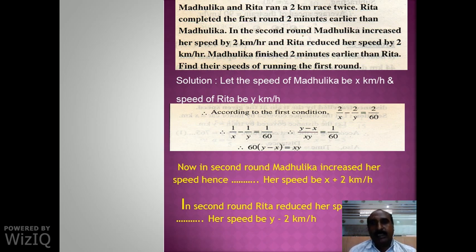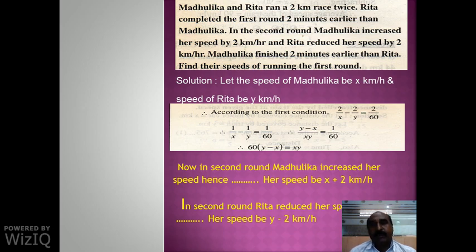To solve this example, let's consider the speed of Madhulika and Rita. Let the speed of Madhulika be x km per hour and the speed of Rita be y km per hour. Here, the comparison between speeds is given. So, calculate speeds. Comparison between time is given. That's why find the time taken by Madhulika and time taken by Rita.